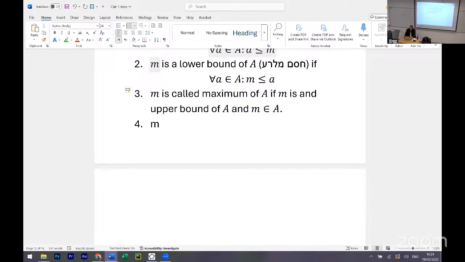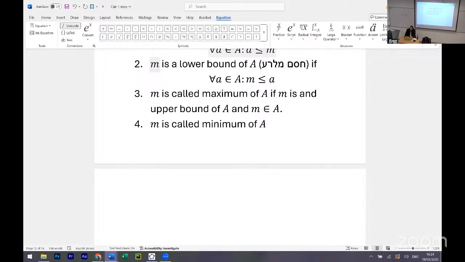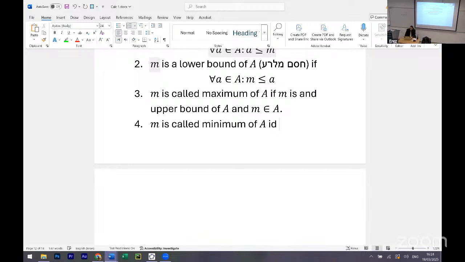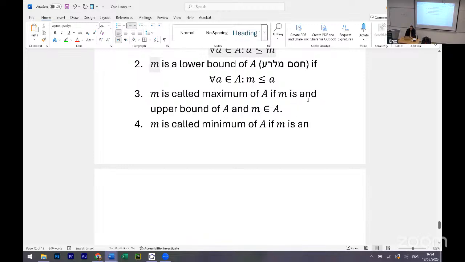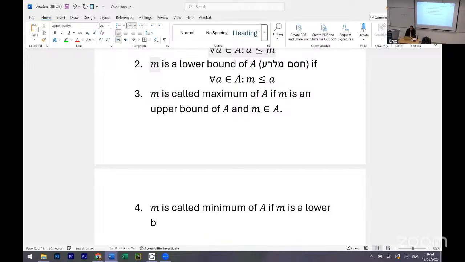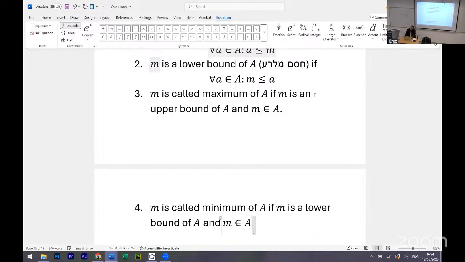M is called the minimum of A if M is a lower bound of A and M is within the set.